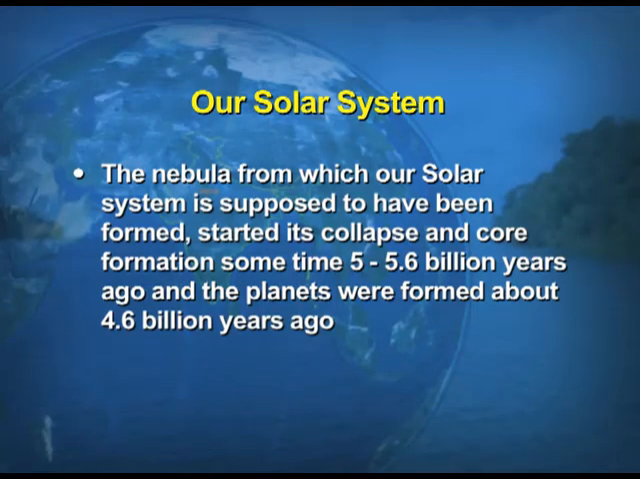Now let us have a look at the formation of the solar system. The nebula from which our solar system is supposed to have been formed started its collapse and core formation sometime 5 to 5.6 billion years ago, and the planets were formed about 4.6 billion years ago.